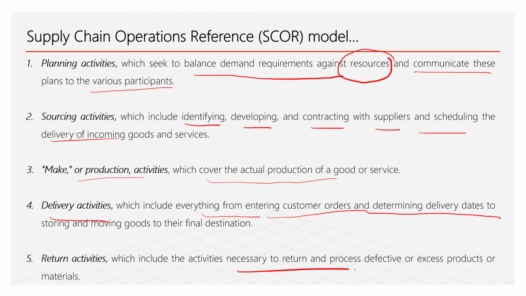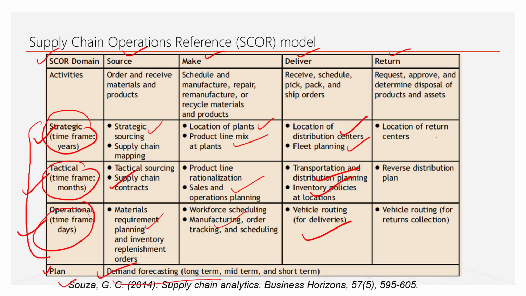Now, if we come to the last type of activity, which is return, it includes the activities necessary to return or process defective products. At a strategic level, obviously, we are deciding the location of the return center and the distribution plan, and how we are going to deal with a defective product or a product recall. And of course here we are also dealing with a vehicle routing type of problem, where we are dealing with the return collections.